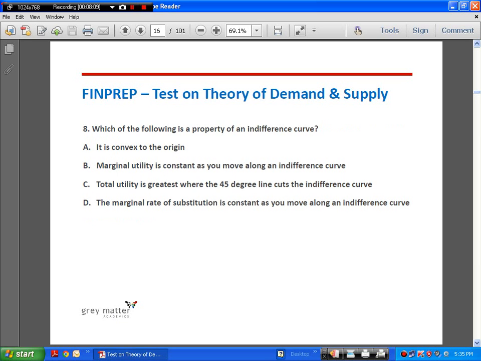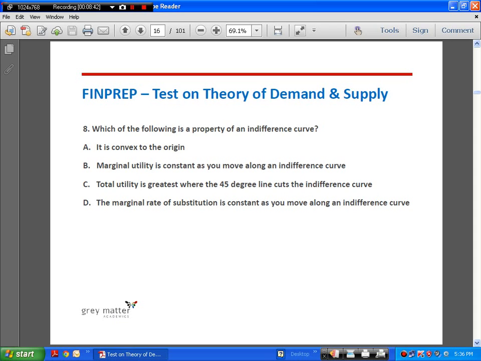Eighth question, which of the following is a property of an indifference curve? A, it is convex to the origin. B, marginal utility is constant as you move along an indifference curve. C, total utility is greatest where the 45-degree line cuts the indifference curve. D, the marginal rate of substitution is constant as you move along an indifference curve.